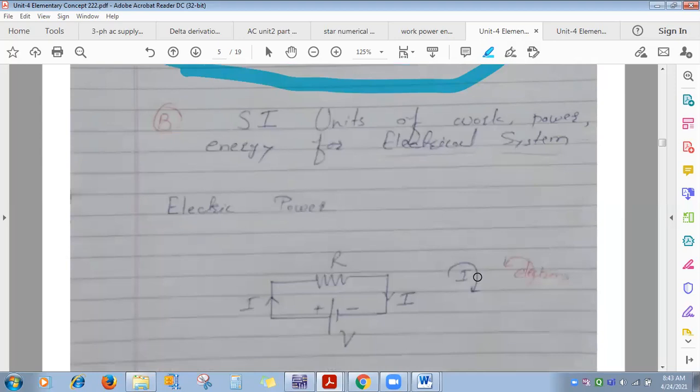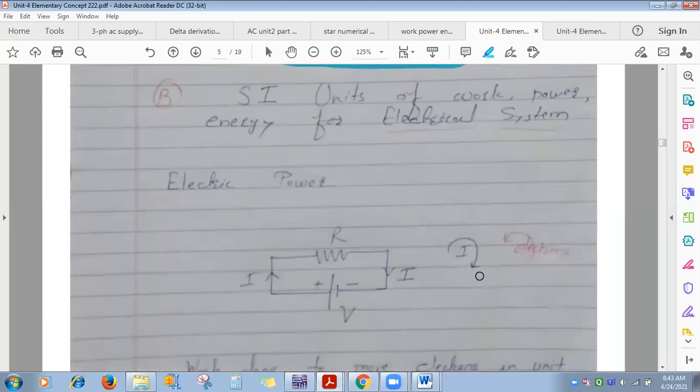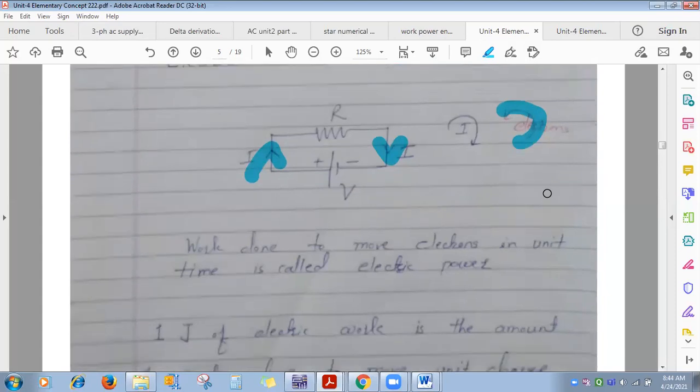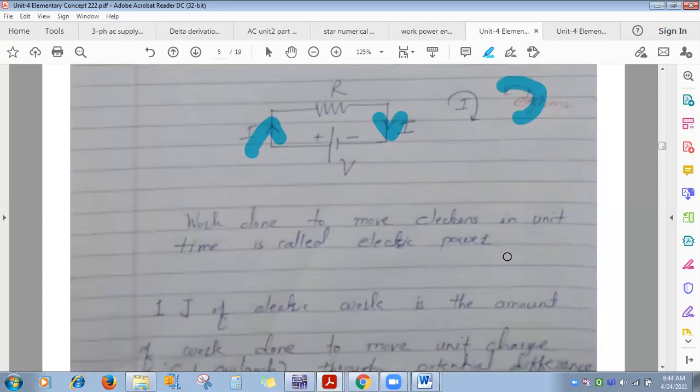Now about the electrical system. In the electrical system, whenever you connect any voltage source across a resistance, this one we have seen in the first unit, there is a flow of electrons. See here I have denoted the direction of electrons, which is anti-clockwise, and the conventional direction of current we show opposite to the flow of electrons. Whenever electrons are moving, work is done. So the work done to move electrons in unit time is called electric power.